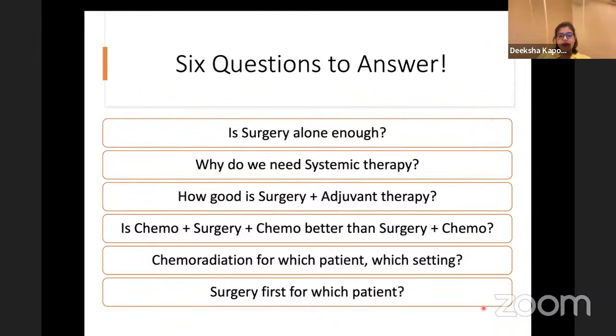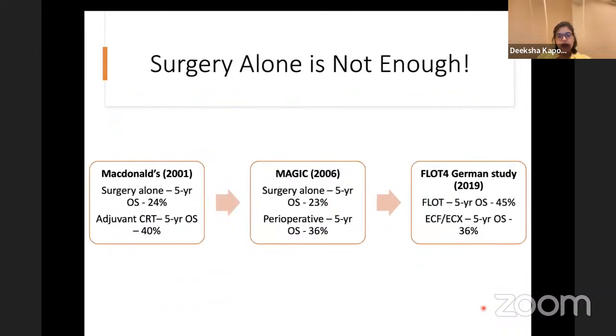Is surgery alone enough? Why do we need systemic therapy if we have done a good operation? How good is surgery plus adjuvant therapy? What is better, chemo plus surgery plus chemo, or surgery plus chemo? Chemoradiation is required for which patient and in which setting, that is neoadjuvant or adjuvant, and surgery first can be done in which patient. So the first thing, surgery alone is not enough.